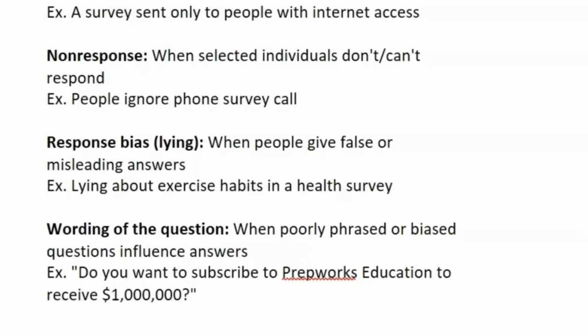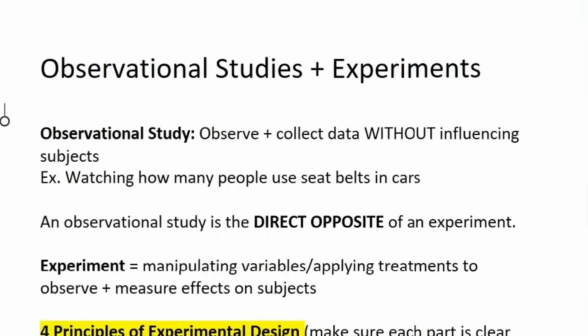Next up is wording of the question. If you poorly phrase the question or it's a biased question, it influences the answers. So if I ask you, do you want to subscribe to PrepWorks Education? That might be a good question on its own. But if I say, do you want to subscribe to PrepWorks Education to receive $1 million? There's a little bribe at the end, right? So the wording of the question there is poorly phrased, it's biased, and it influences your answer.